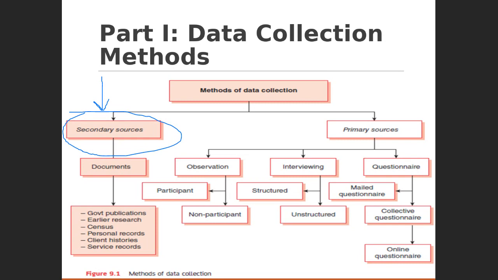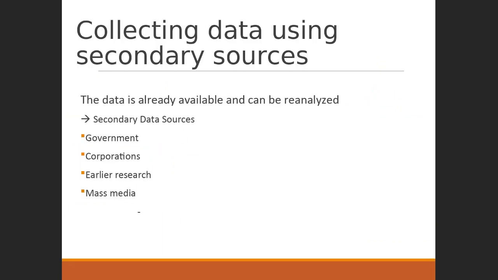On the other hand, when you need to collect the required information firsthand, that is called primary data. It means that the information is not already available. You need to collect that information for the very first time. So the three popular primary sources of data include observations, interviewing, and questionnaire. These are the three primary sources of data. We will discuss them in detail in today's session. So first of all, let us discuss secondary sources of data.